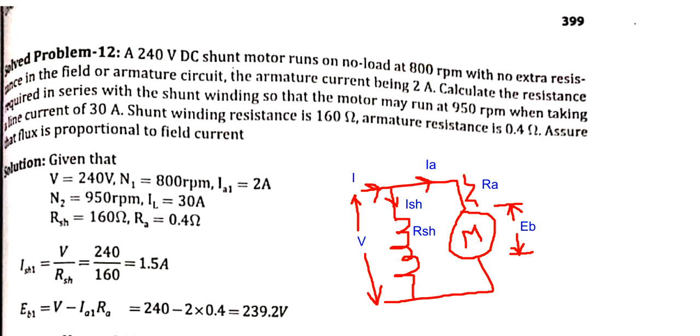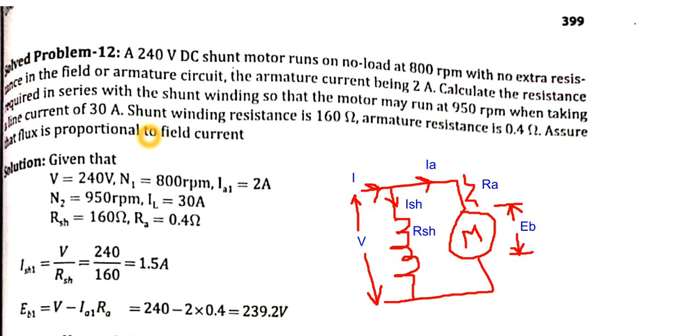So this 2 amperes is when the no load condition is there and the motor is rotating at 800 rpm, and they are asking us to calculate the resistance required in series with the shunt winding so that the armature may run at 950 rpm when taking a line current of 30 amperes. So for the other case, at 950 rpm, they have given you the line current and they are asking you to determine the extra resistance that is required to connect in series with the shunt winding. And that is the question.